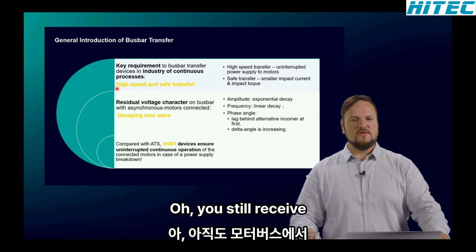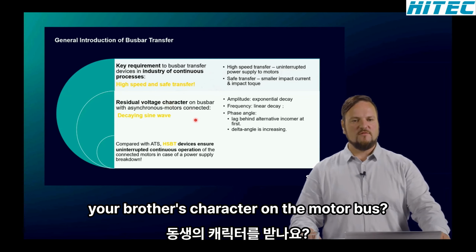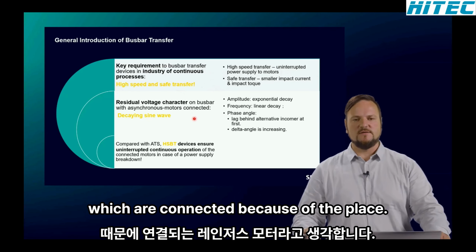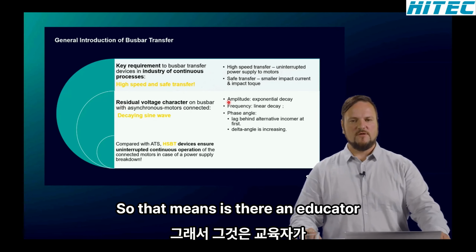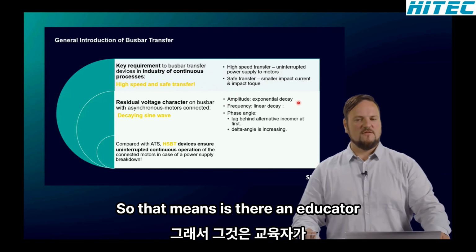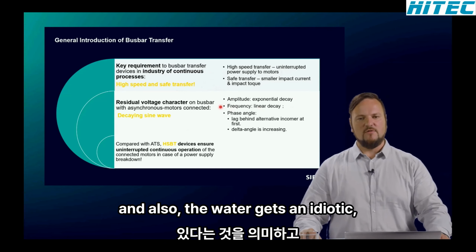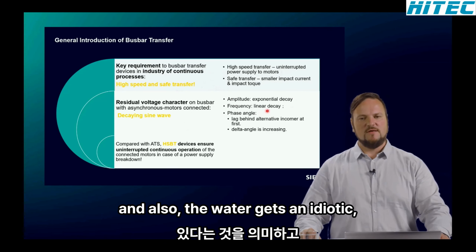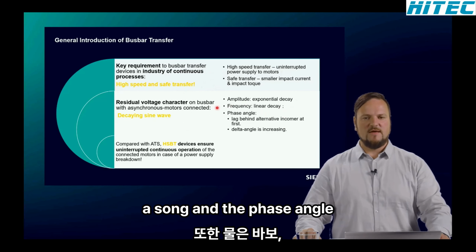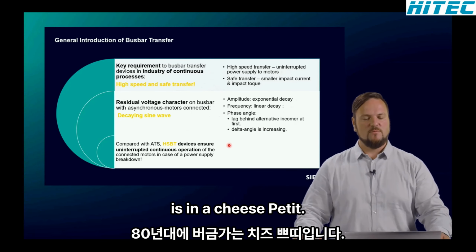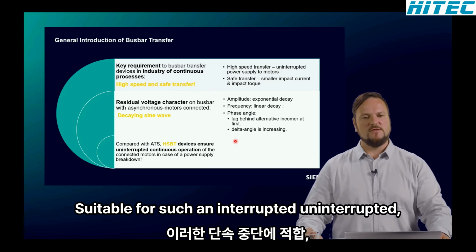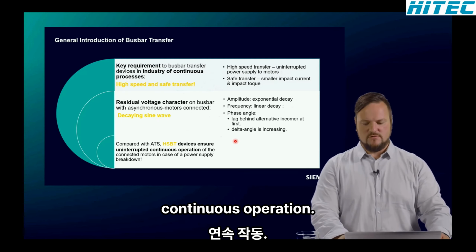We use the residual voltage character on the motor bus for the asynchronous motors, which are connected, because of the decaying sine wave. That means the amplitude decays, and also the voltage gets a linear decay. And the phase angle, of course, is changing over time. Comparable with the ATS, an HSBT is suitable for such an uninterrupted continuous operation.